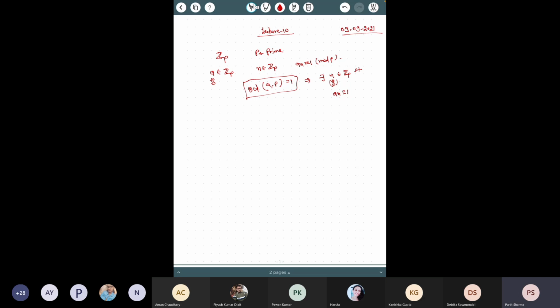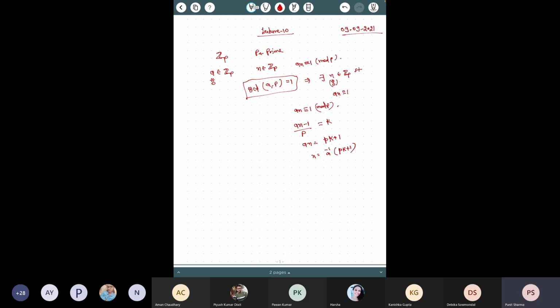Now, suppose you want to write X explicitly in terms of A. What one would do is: AX is equal to 1 modulo P. What does it mean? It means that AX minus 1 is divisible by P, right? So there exists some integer k such that (AX minus 1) divided by P equals k. Writing it this way, AX equals PK plus 1. So according to this, since A is non-zero, you can write X as A inverse times (PK plus 1).